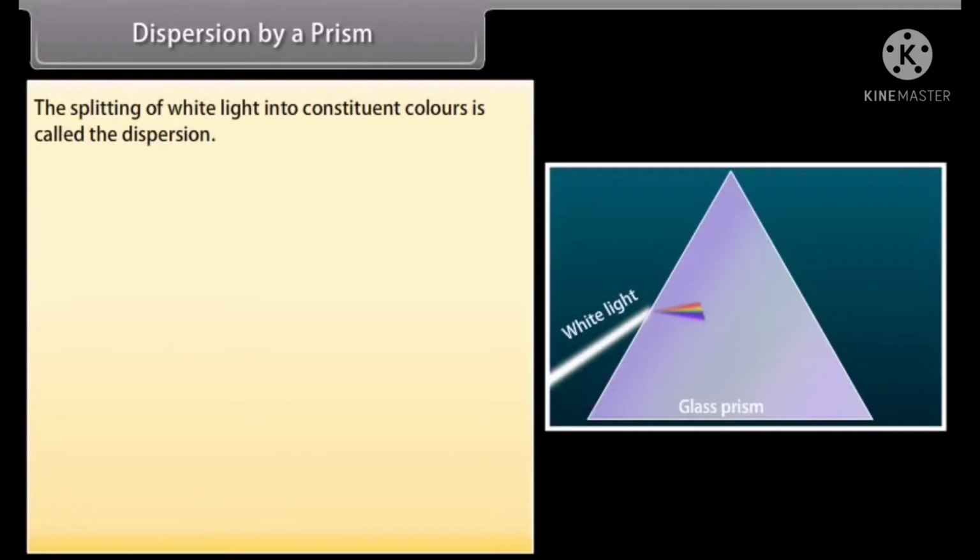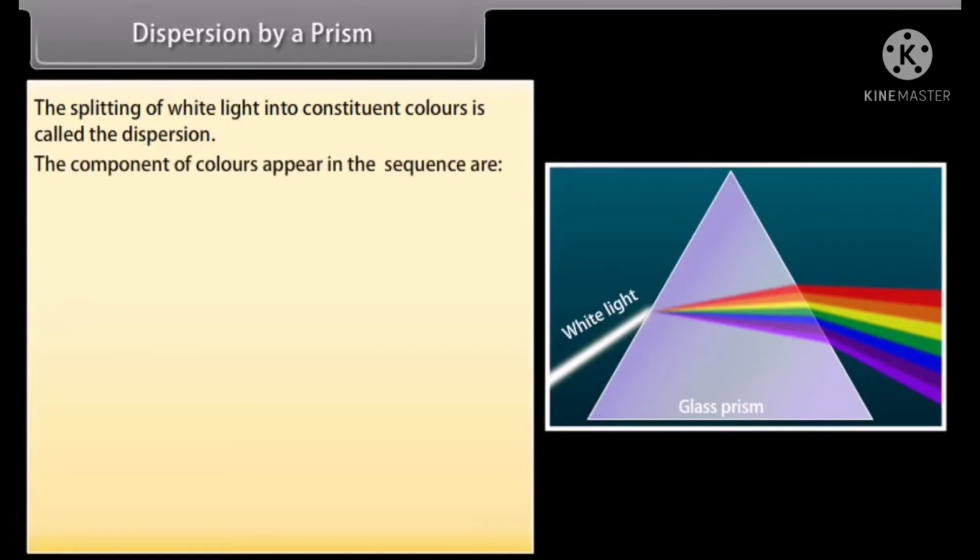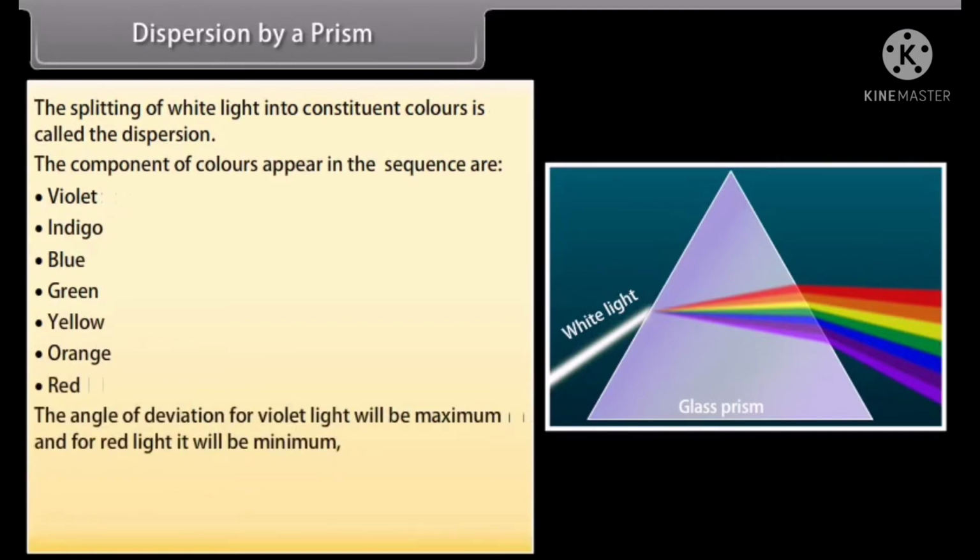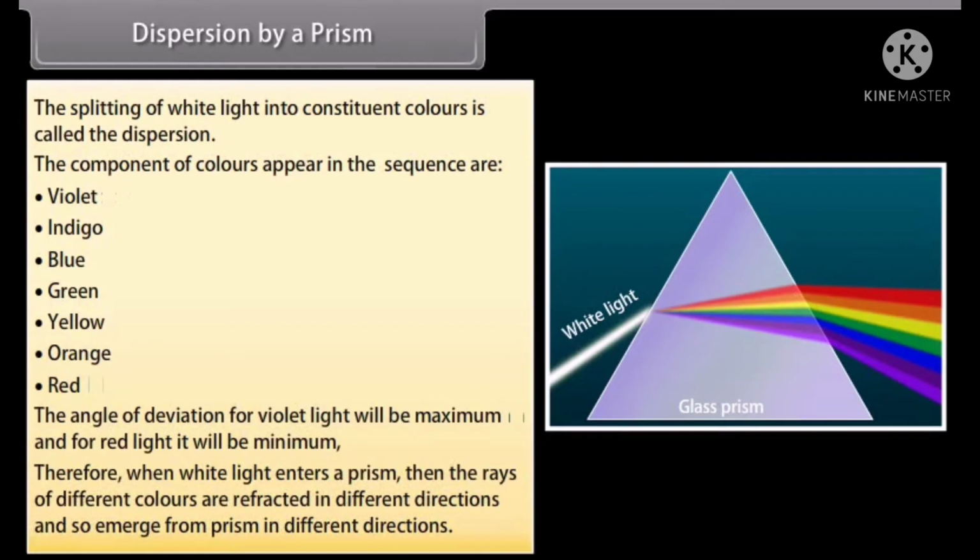Dispersion by a prism. The splitting of white light into its constituent colors is called dispersion. The component colors appear in the sequence violet, indigo, blue, green, yellow, orange, and red. The angle of deviation for violet light will be maximum, and for red light it will be minimum. Therefore, when white light enters a prism, the rays of different colors are refracted in different directions, and so they emerge from the prism in different directions.